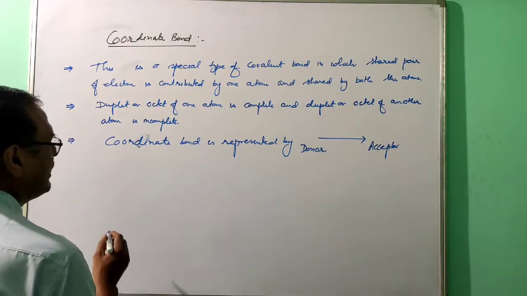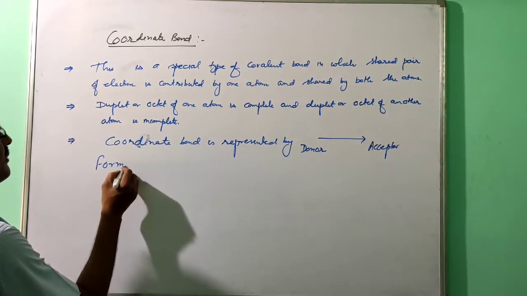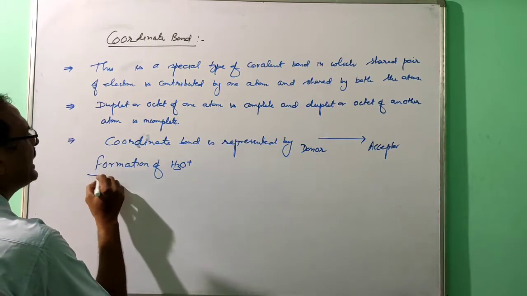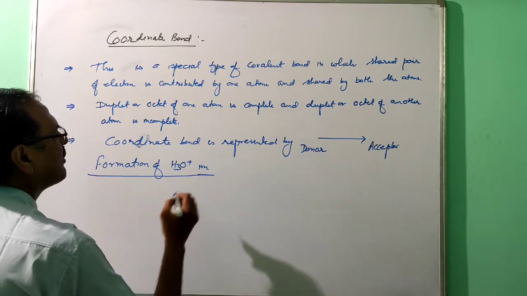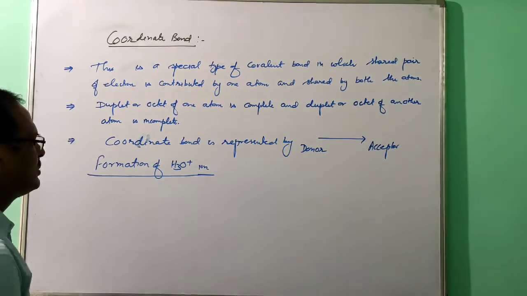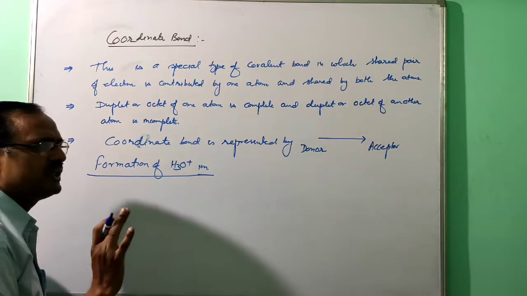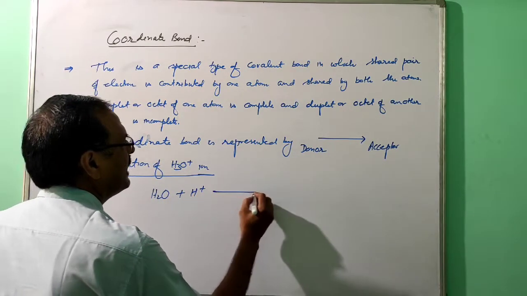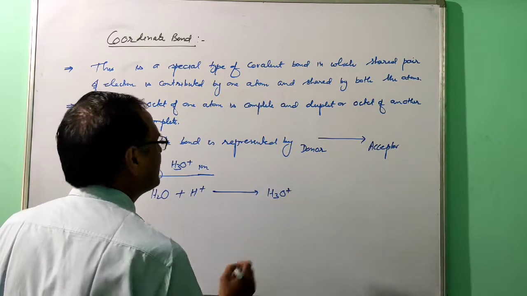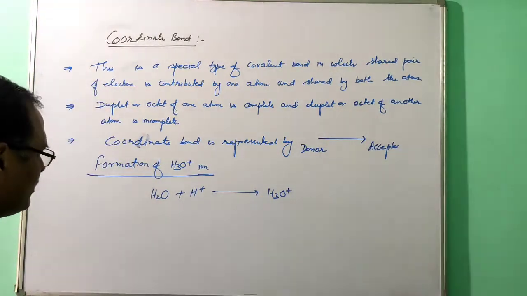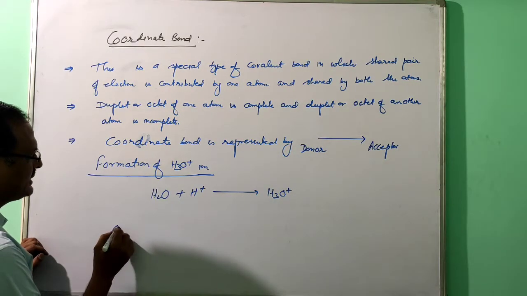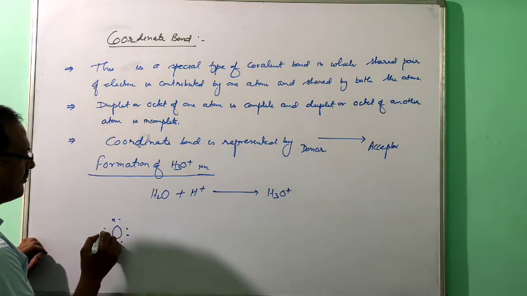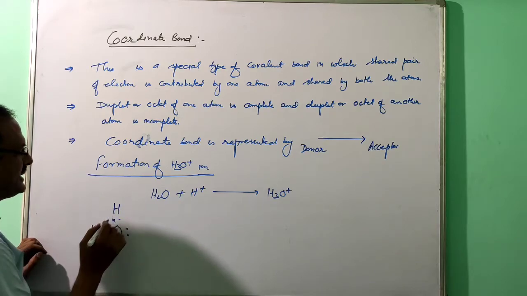So first of all, formation of the hydronium ion. First of all, keep the skeletal structure in your mind. This is H2O plus H plus, forming the hydronium ion. This is the skeletal structure, keep it in your mind. Now draw the electron dot diagram. This oxygen, this is the structure of the water molecule.